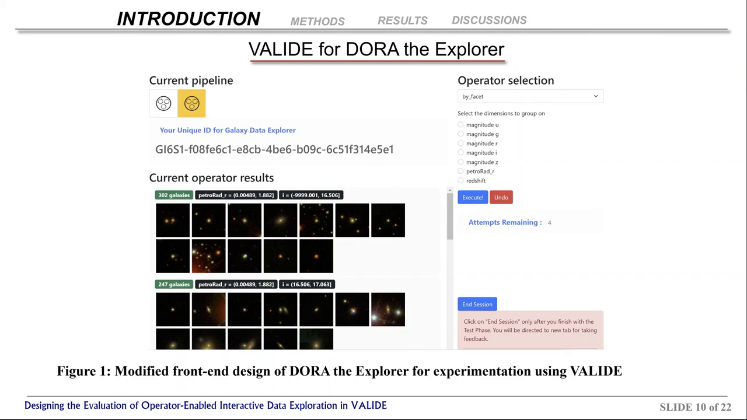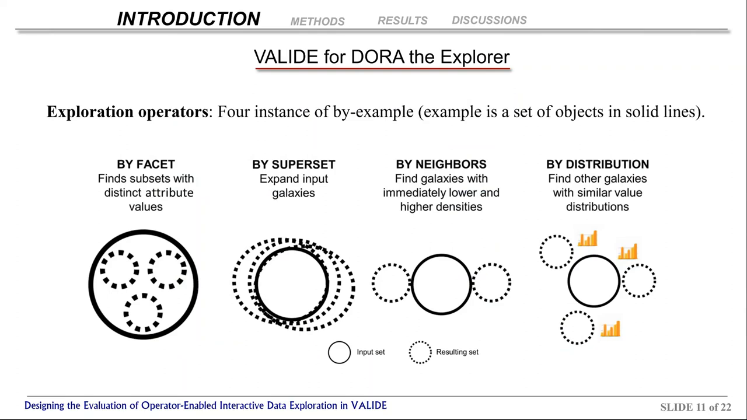Now, to test the applicability of the VALIDE framework, we apply it to an IDE system called DORA the Explorer, designed for exploration of the SDSS Galaxy dataset. DORA the Explorer is equipped with 4 data exploration operators, namely by-facet that finds subsets with distinct attribute values, by-superset that expands the input galaxy dataset, by-neighbors that finds galaxy datasets with immediately lower and higher densities, and finally the operator by-distribution that finds galaxy datasets with similar value distribution.